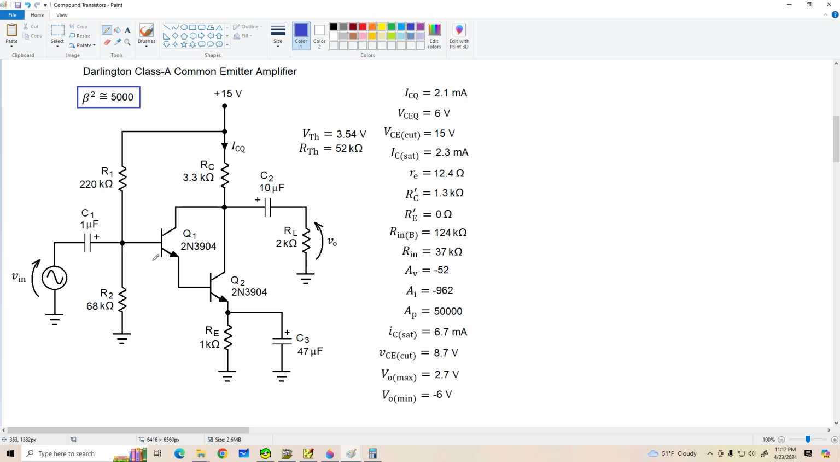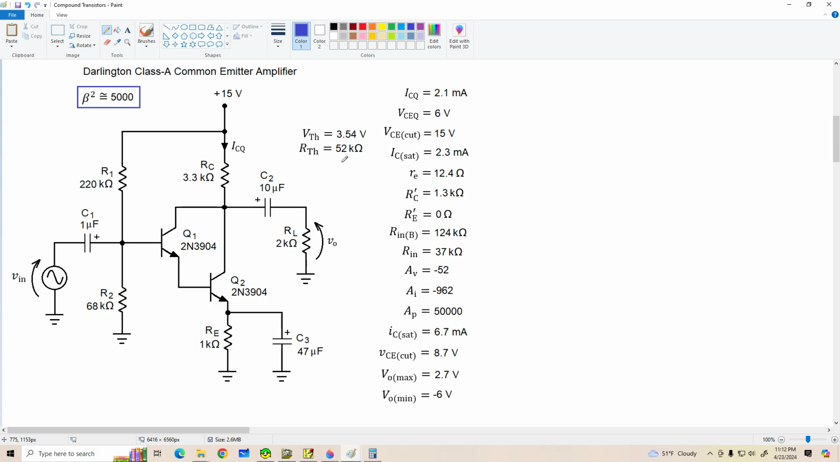If we look into the base from a DC biasing perspective, we're going to see beta squared times Re. So that's 5,000 times 1,000. Looking into the base, we see an effective resistance of 5 million ohms as far as DC biasing goes. And remember, for a stable Q point, what we want is beta, or beta squared times Re, to be very large compared to RTH. 5 million is very, very large compared to 52 k ohms, so this is going to have a very, very stable Q point.